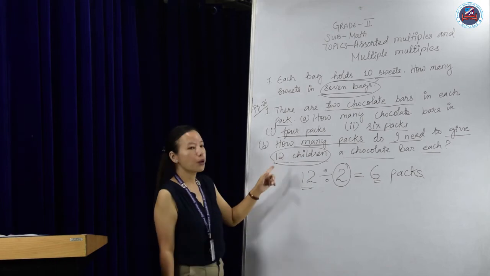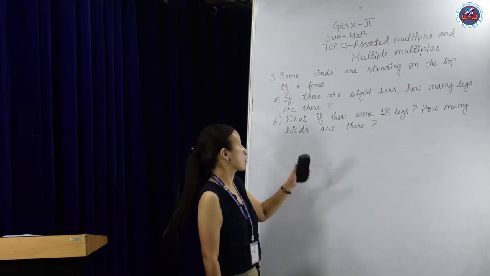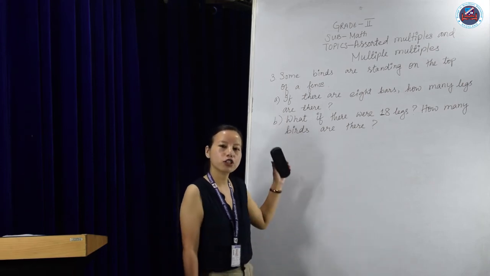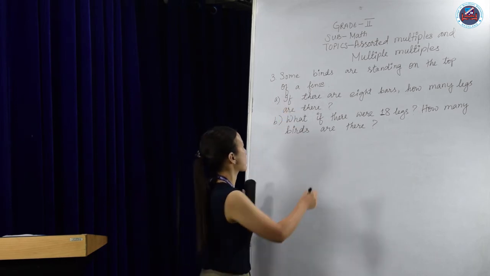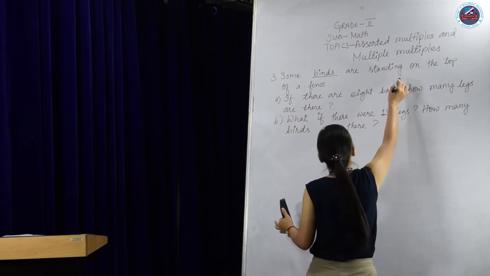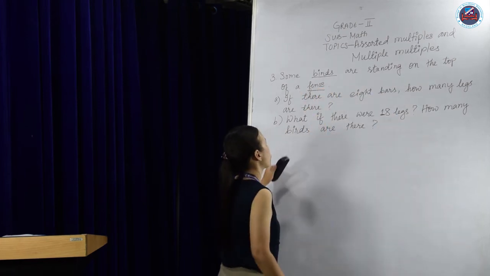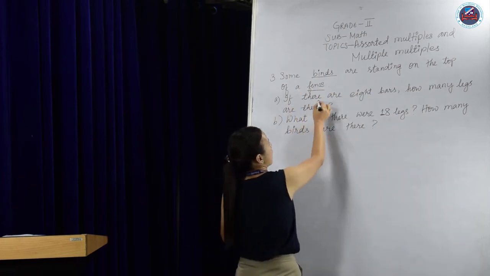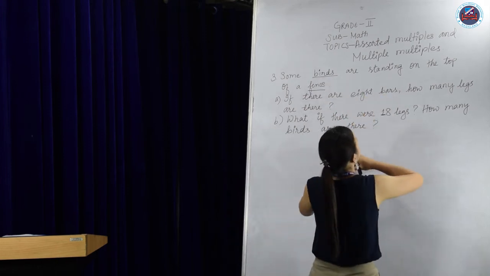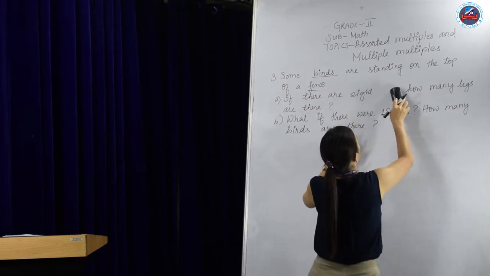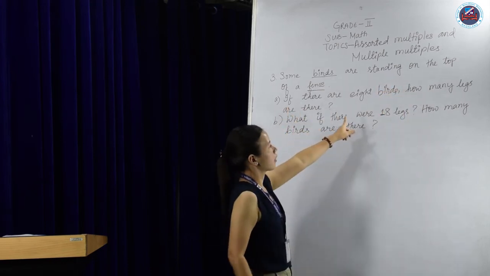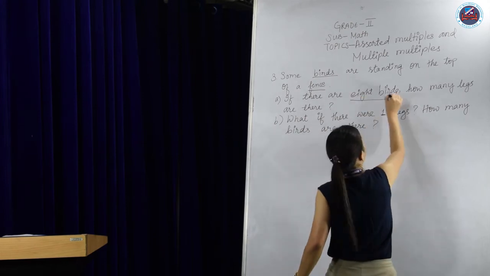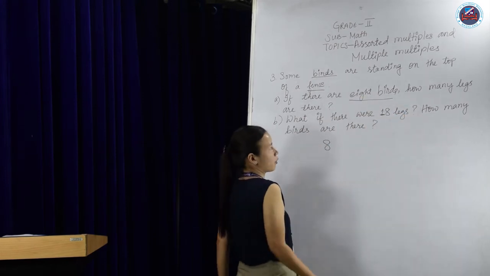Now let's do the next question. That is question number 3 from page number 21. This question says some birds are standing on the top of a fence. If there are 8 birds, B-I-R-D-S, birds, we write 8.